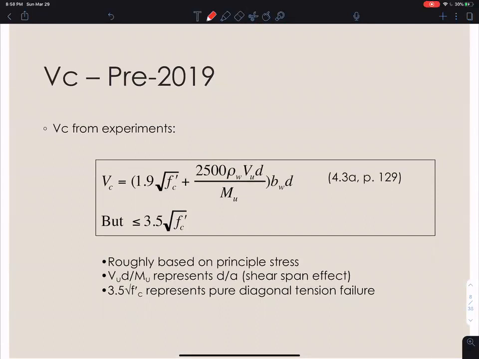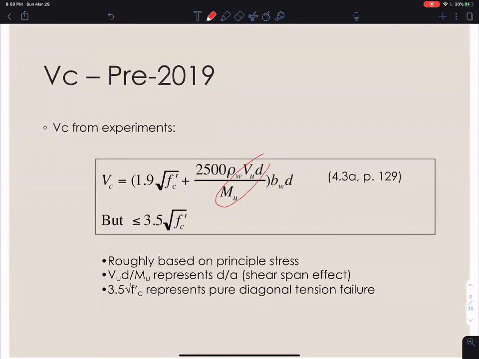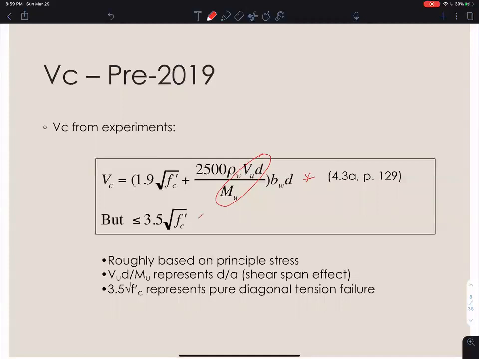It's by nature phenomenological, that is, it's determined from experiments. And this equation was in the code up until 2019, last year. And you can see that this right here represents d over a, the upside down of the shear span ratio, 1 over the shear span ratio. And no matter what this equation comes out to be, Vc cannot be greater than 3.5 square root f'c, and this represents pure diagonal tension failure. And this is what was in the code until last year.